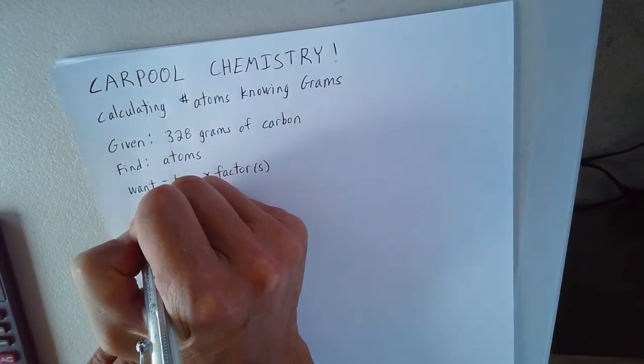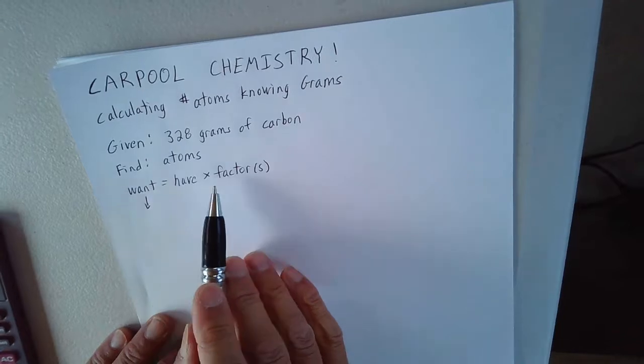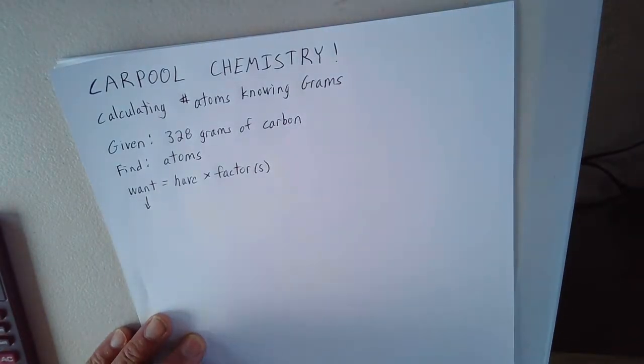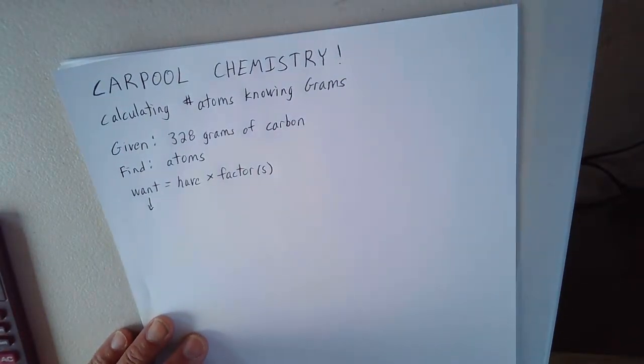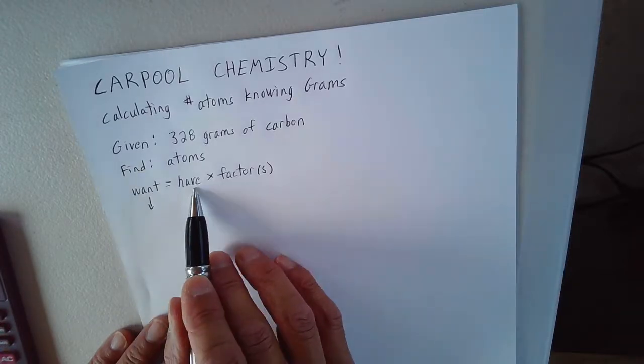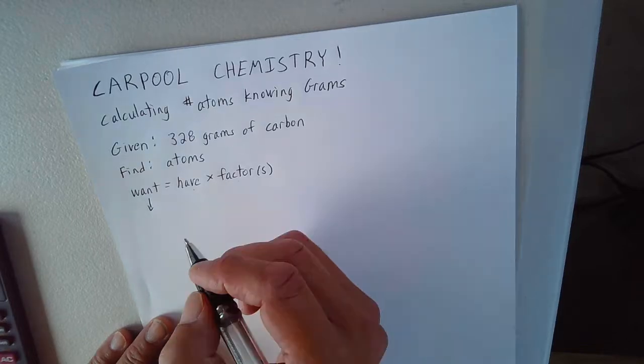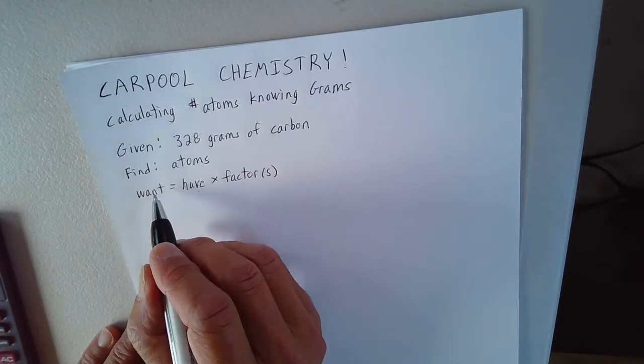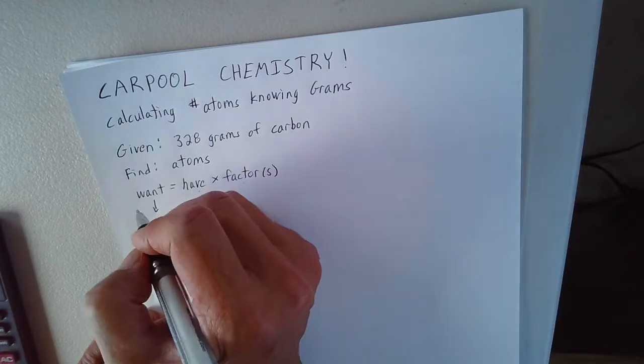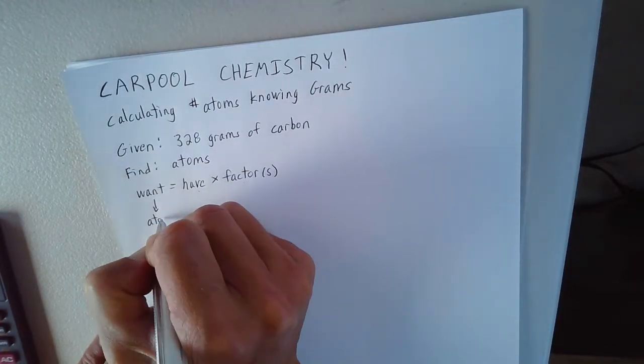Underneath want, we write down our equation for dimensional analysis. Once again, no need to memorize a specific formula, but just use our general equation. What we want is equal to what we have multiplied by conversion factors. Underneath want, what do we want? Obviously we want the number of atoms.